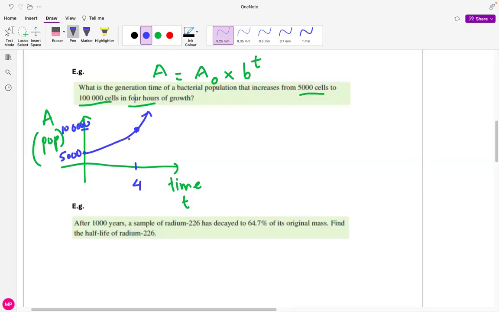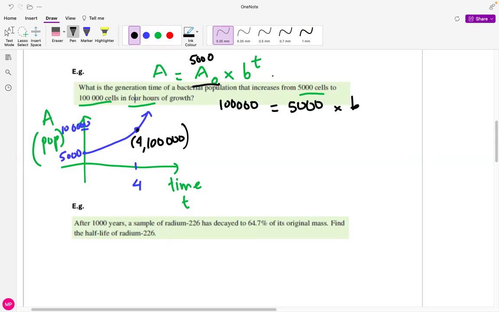So this is growth. Now, when you do this kind of question, your first step is to find the equation, that is, what A0 is and what b is. A0 is the initial, so we know A0 is 5,000. We just need to find b. In order to find b, we need to know t and A, so technically we need a point. They do give you the point in the question. This point is (4, 100,000). So I sub it in: 100,000 equals A0, which is 5,000, times b to the power of t, and t is 4.